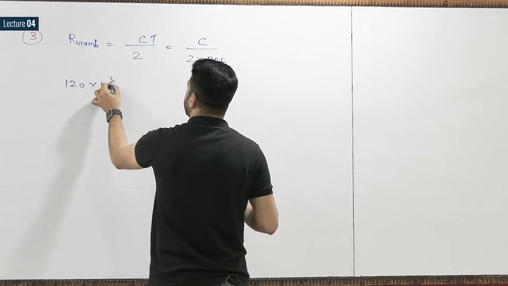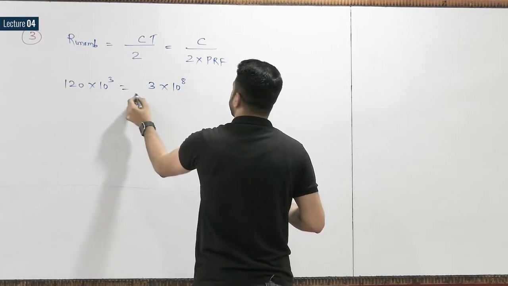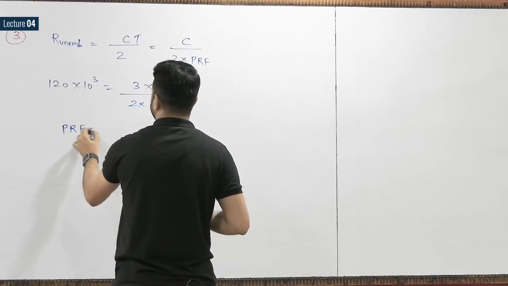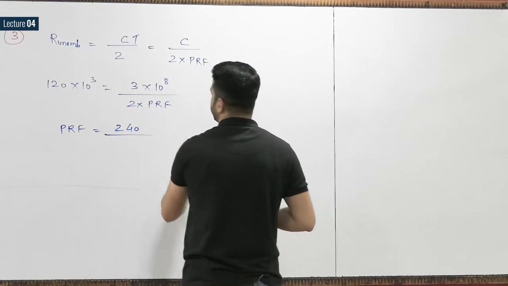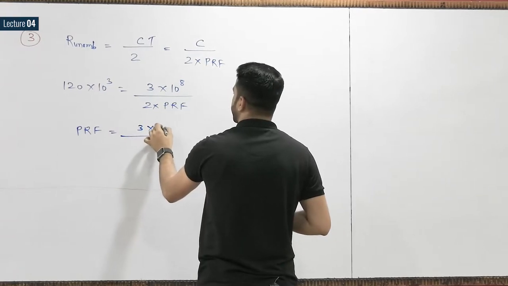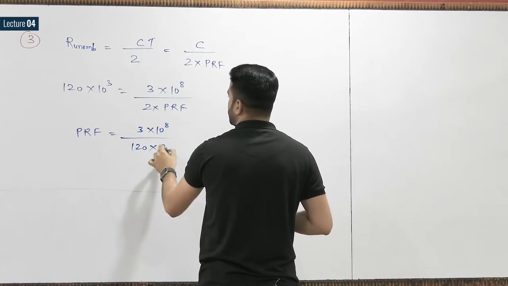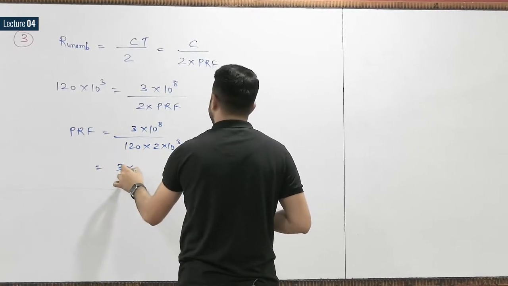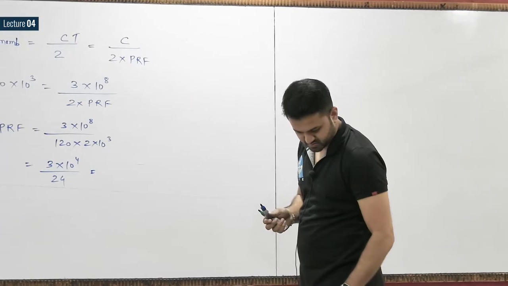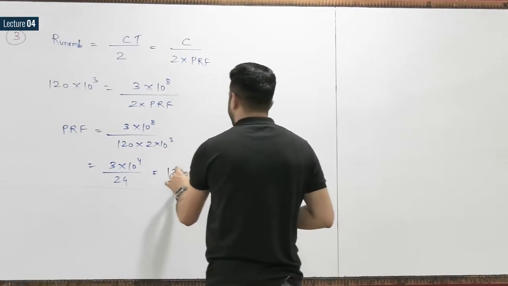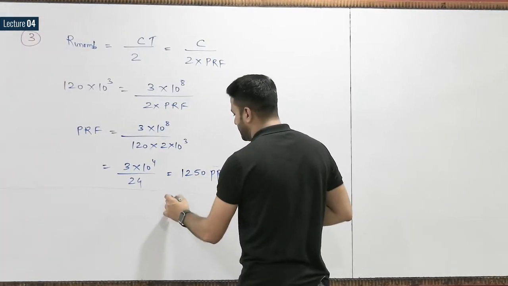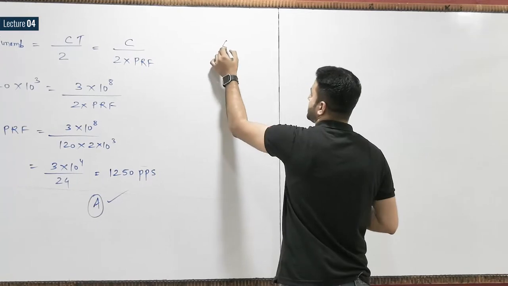So this is the 120 km. So 120 into 10 to the power 3 is equal to C, which is 3 into 10 to the power 8, divided by 2 into pulse repetition frequency. So the pulse repetition frequency is equal to 3 into 10 to the power 8 divided by 120 into 2 into 10 to the power 3. So this is 10 to the power 4. So this is 3 into 10 to the power 4 divided by 24. So 1250 PPS, pulses per second, will be the unit, and according to the option, the correct answer would be option A.